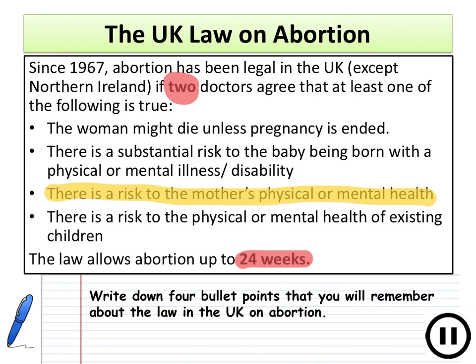There is an argument to be able to say that a mother not wanting a child is enough to have a possible risk on her mental health in the future if she is forced to go ahead with a pregnancy. Pause the video now to make sure you have 4 bullet points written to remember the UK law on abortion.